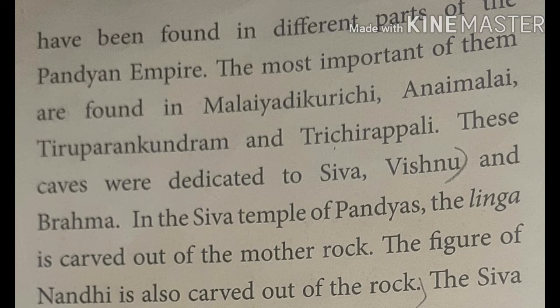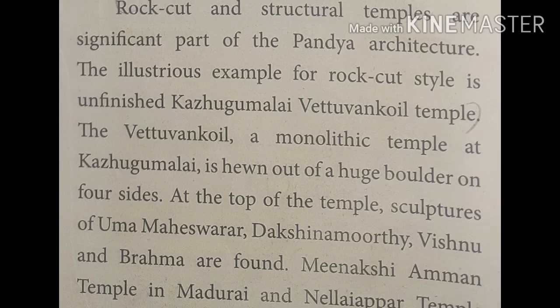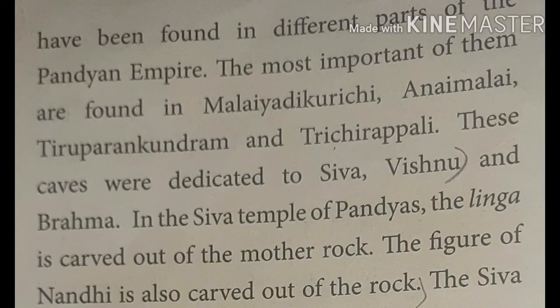More than 50 cave temples have been found in different parts of the Pandyan Empire. The most important of them are found in Malayadikurichi, Anaimalai, Tirupparankundram and Tiruchirappalli. These caves were dedicated to Shiva, Vishnu and Brahma.